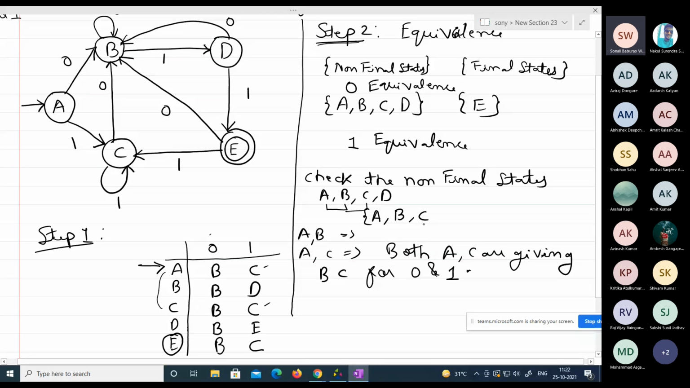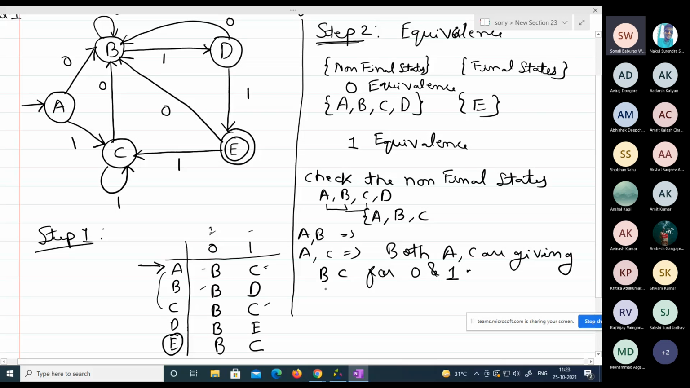Okay. Previously we saw AB. For AB, we just had B common. Both were giving B, but that was only for one input, 0. For 1, they were giving different values, so that's not acceptable. Then we had a look at the other pair, AC. Now AC is giving B and C for both the inputs 0 and 1. Therefore, we can say that both B and C can be included in our group.